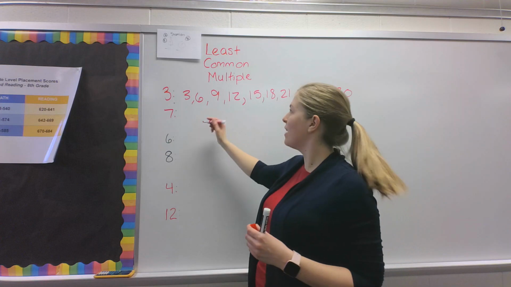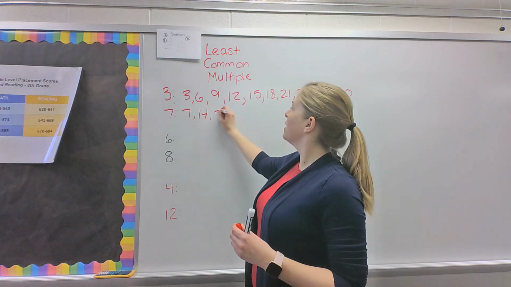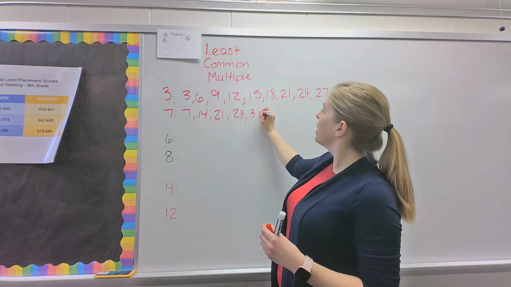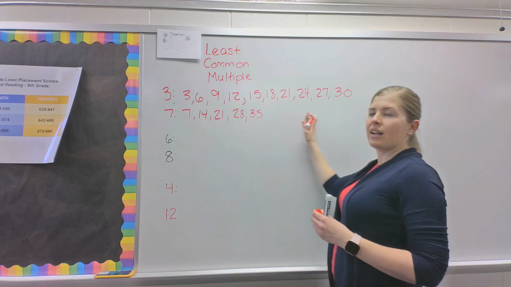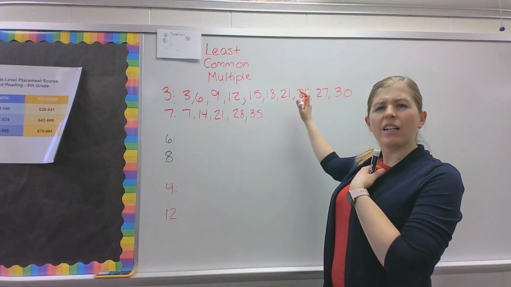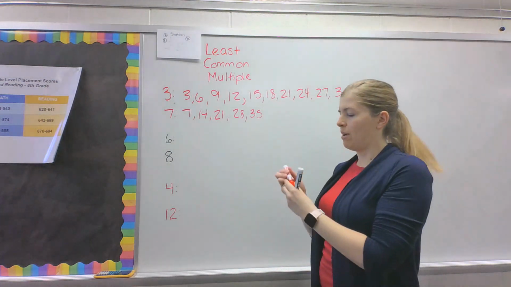Let's now write the multiples for 7. 7 times 1, 7 times 2, 7 times 3, 7 times 4, 7 times 5. And you go on and on and on. What I like to do is, as I'm writing the second one, to kind of check, okay, where am I at? How are these lining up?